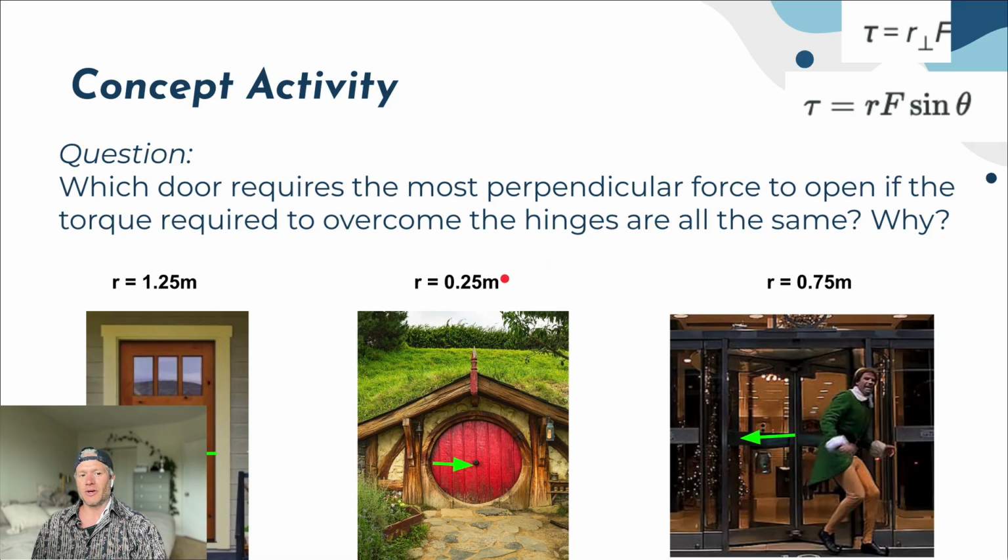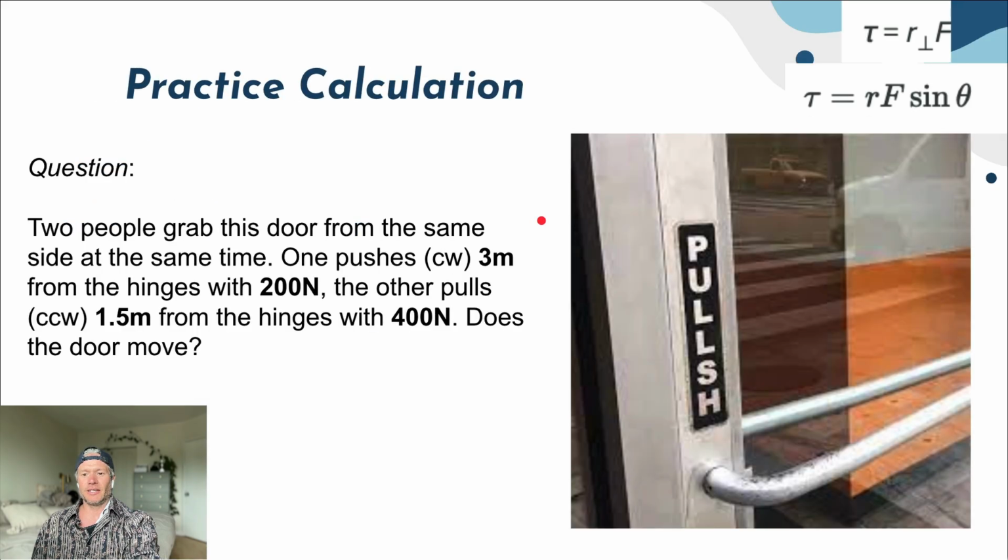And sure enough, here we have our Hobbit door. The door handle's right in the middle, whereas the distances from the hinges in all these other scenarios are farther out. Therefore, this door would require the most force. Okay. All right.